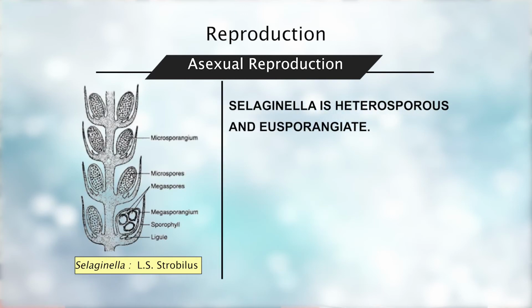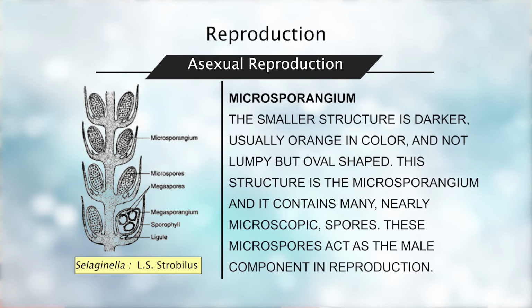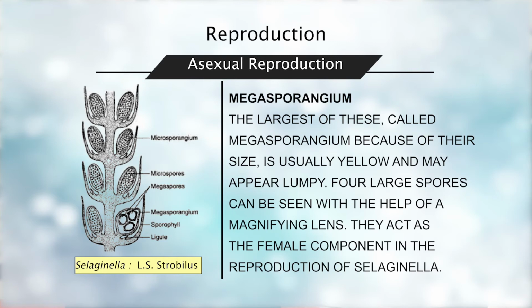Selaginella is heterosporous. That means it will be producing microspores and megaspores. These microspores will be produced inside the microsporangium, which will form the male component for this sexual reproduction. And the megaspores will be formed inside the megasporangium, which forms the female gametophyte. Actually, this difference in the spores lies in their sizes. The microspores are very small in size and are produced in larger number, whereas the megaspores are produced in smaller numbers and are very large in size.